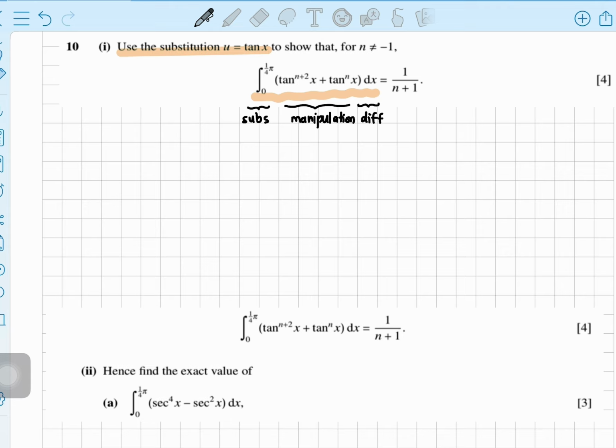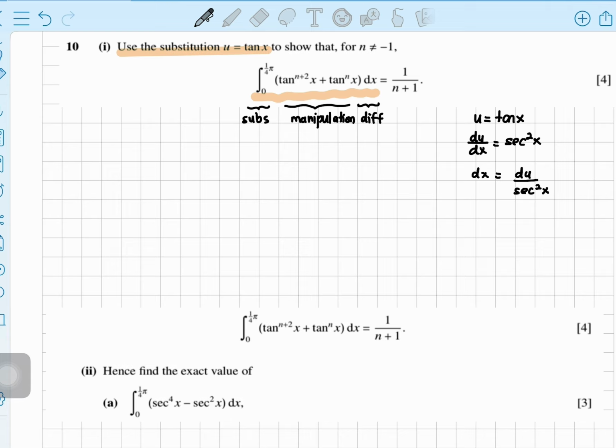So I'm going to start with the back part because it's always easy. So u is equal to tangent x. This is the substitution given. So I'm going to do du dx. You can use your MF19 and you know the answer is secant squared. Can you see I am making the dx the subject? So I'm getting du over secant squared x, done.